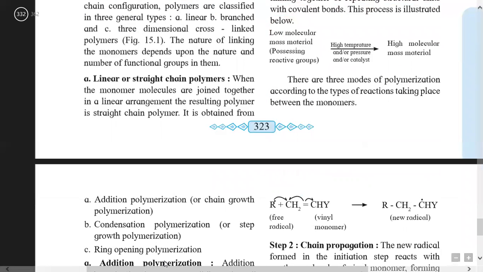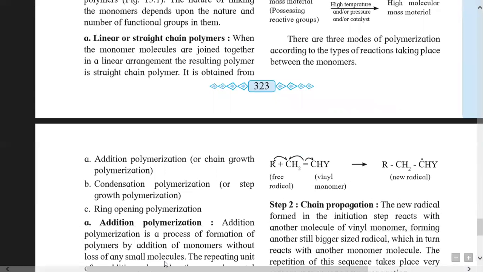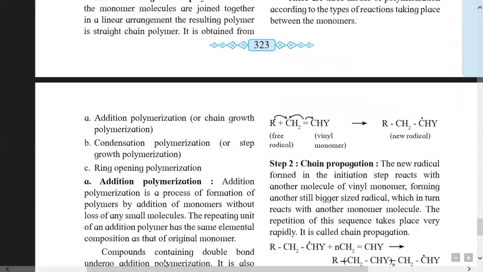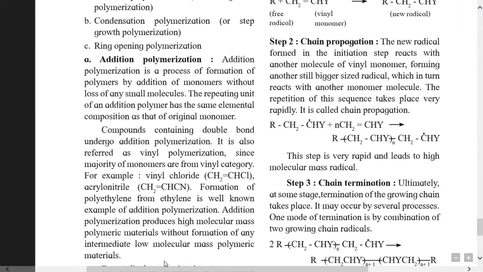The three modes of polymerization according to the type of reactions taking place between monomers. These are addition polymerization, also called chain growth polymerization. Second type is condensation polymerization, also called step growth polymerization. And third is ring opening polymerization. So these are three modes of polymerization: addition, condensation, and ring opening.